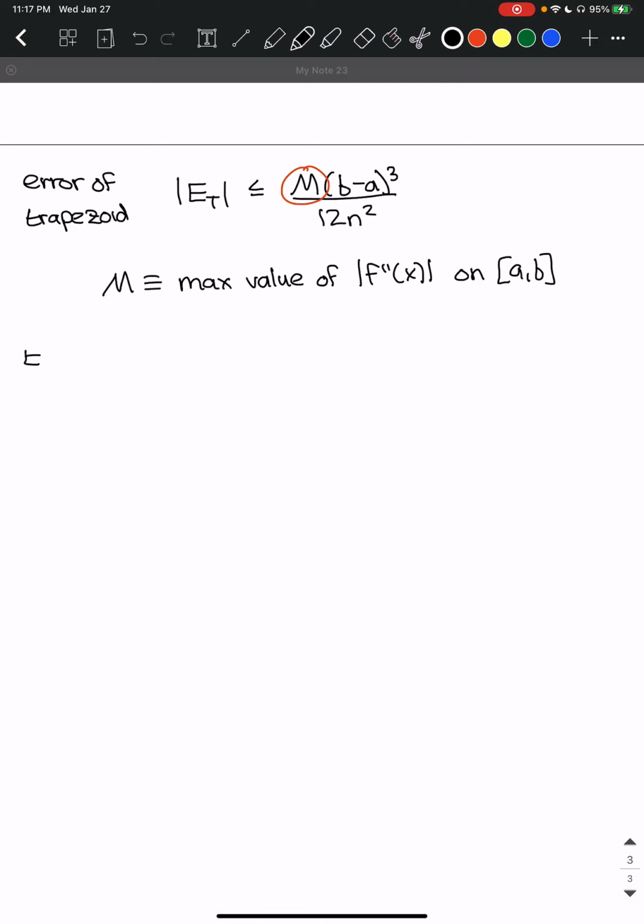Okay, so let's estimate the minimum number of subintervals.